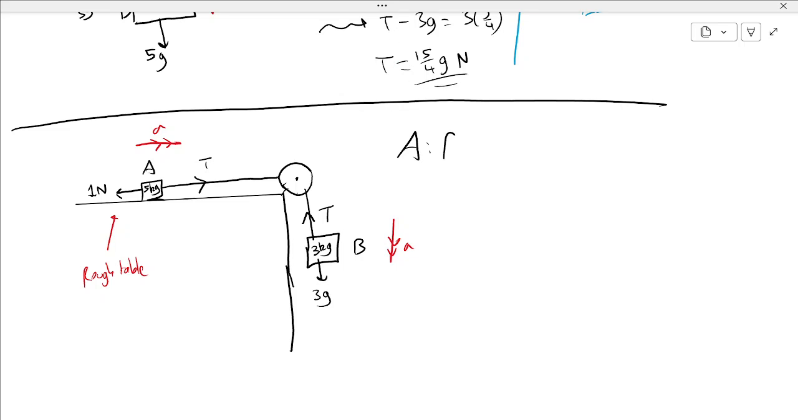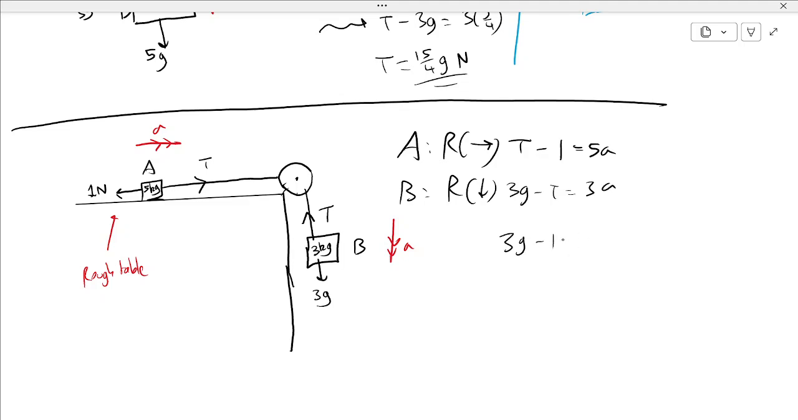I will take my resultant force to the right. T minus that 1 Newton. If this wasn't there, it just wouldn't be here. Okay, it'd be fine. Force equals mass times acceleration. B is actually the same as before, it's moving downwards. So 3G minus T equals 3A. And again, I can add to solve for T. 3G minus 1 equals 8A.